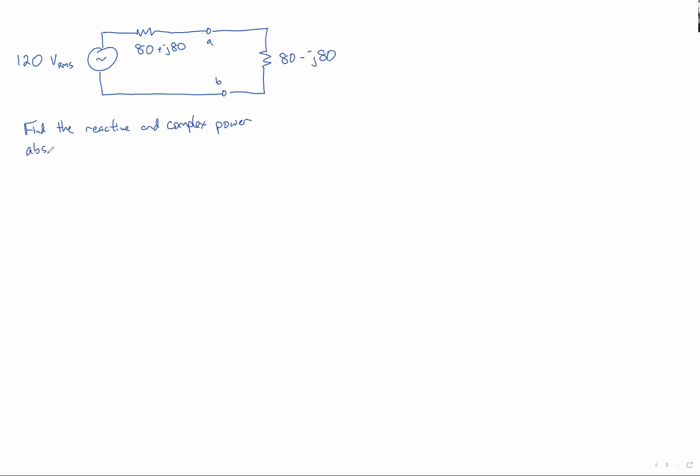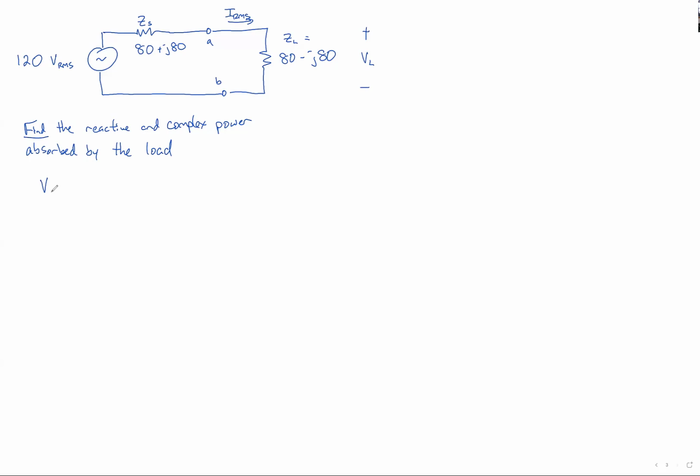Okay, the last part of the problem says, given this modified circuit, where we've got our impedance of the source and our load impedance, find the reactive and complex power absorbed by the load. The standard way to find any kind of power, the answer to any power question, is to find the voltage across it and the current through it. So we want to find this voltage across the load, and we want to find the current through the load.